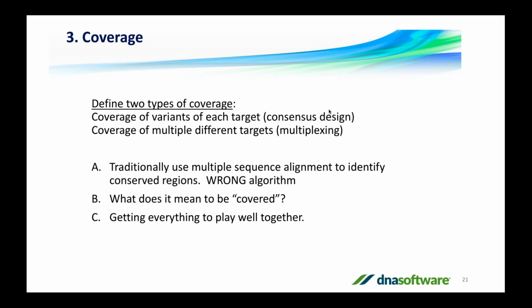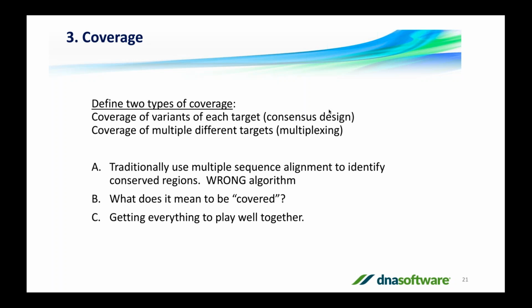The third cause of multiplex problems is the issue of coverage. I want to make a definition here of 2 different types of coverage. The first type of coverage is coverage of different variants of the target, and that we've called consensus design. We want a single set of primers or 2 sets of primers or 3 sets of primers that will bind to all variants of the given target. In our example, we'll be using consensus. We're going to design primers, a minimal number of primers, to amplify all 168 Zika viruses.